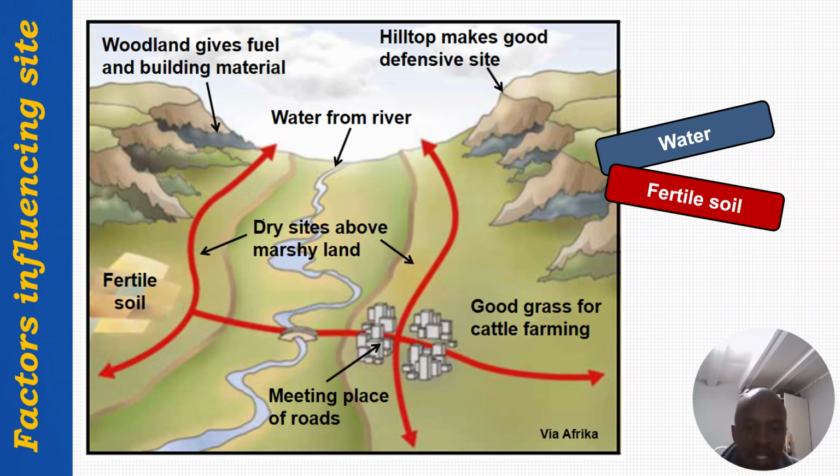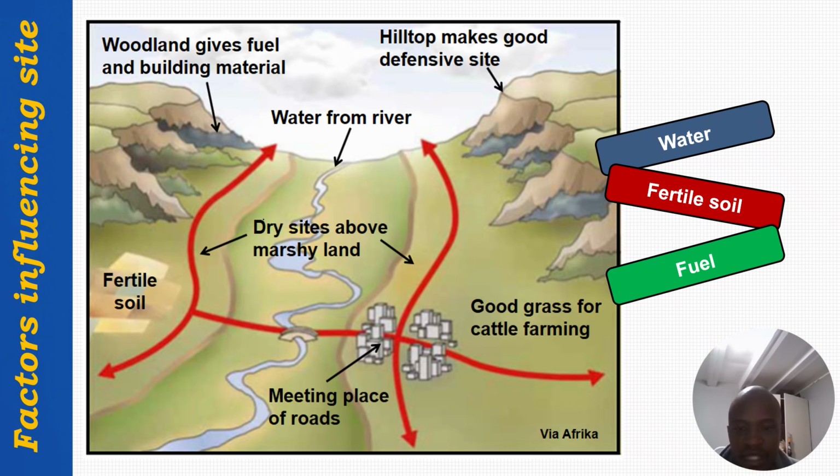Another site factor was fertile soil. Fertile soil for farming. Areas where there's fertile soil, there will be settlements. People will settle where there's fertile soil so they can use it for farming. This means that areas where there was fertile soil would have nucleated settlements. People would cluster in those areas. There would be a lot of people where there's fertile soil.